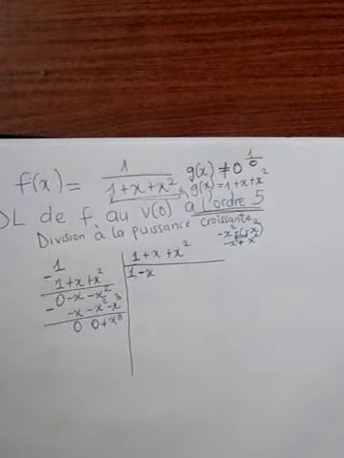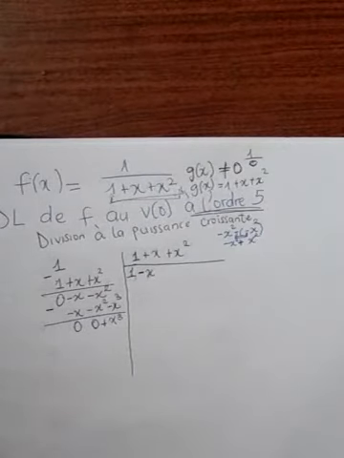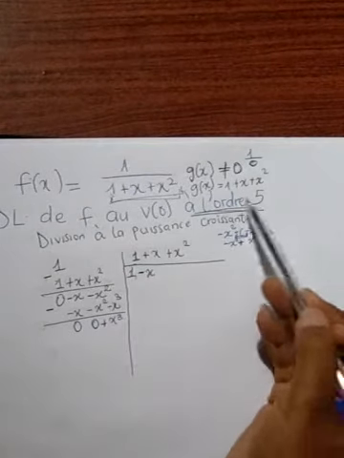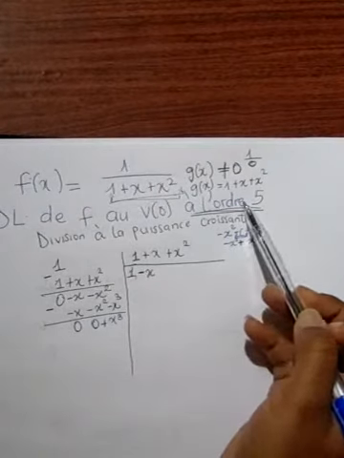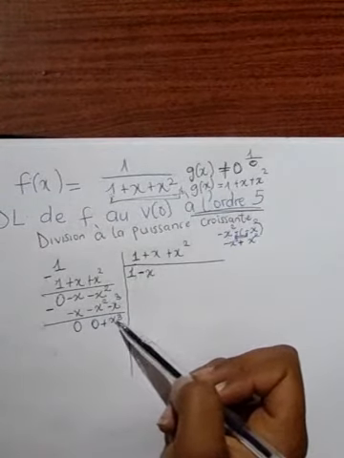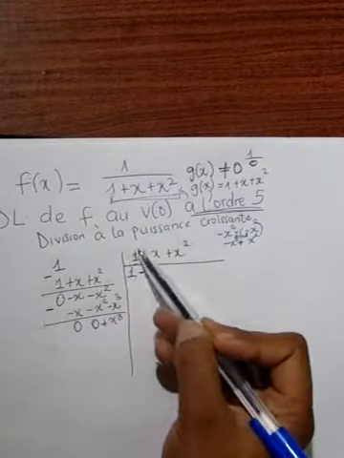Then we come back again and repeat the first step, because we haven't stopped yet, since we are going to the order of 5. So we have our x raised to the power of 3, so x raised to the power of 3 over this one right here.